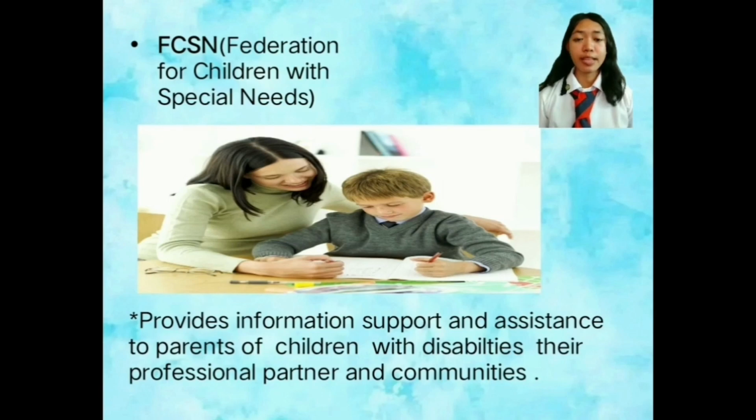The third one is the FCSN. FCSN stands for Federation for Children with Special Needs. This organization values children as the hope for the evolving improvement of humankind and places great value on the family as a caring protector of children's vulnerability.